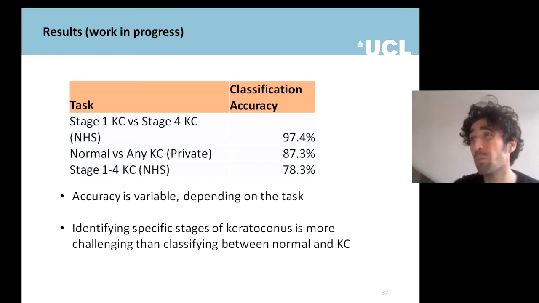Then there's a more complex task of classifying 4 different stages: stage 1 versus stage 2 versus stage 3 versus stage 4. I've got this at 78.3% accuracy so far. So the accuracy is quite variable depending on the task, and I think there's still quite a bit of work to be done. But it's clear that identifying specific stages, with more groups of keratoconus, is more challenging than just looking at normal versus KC.